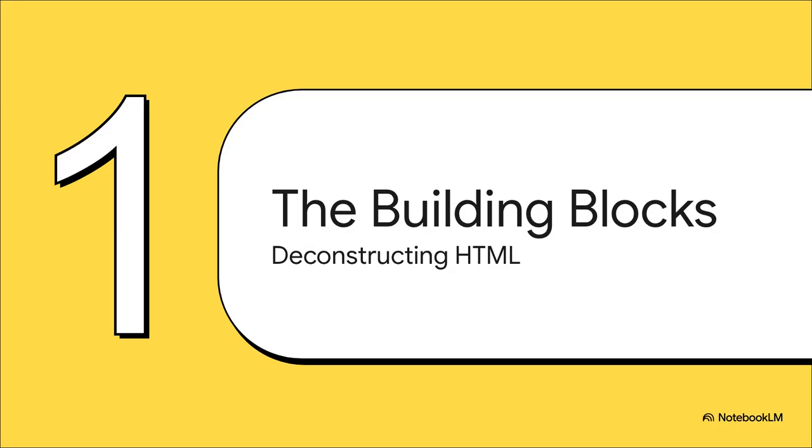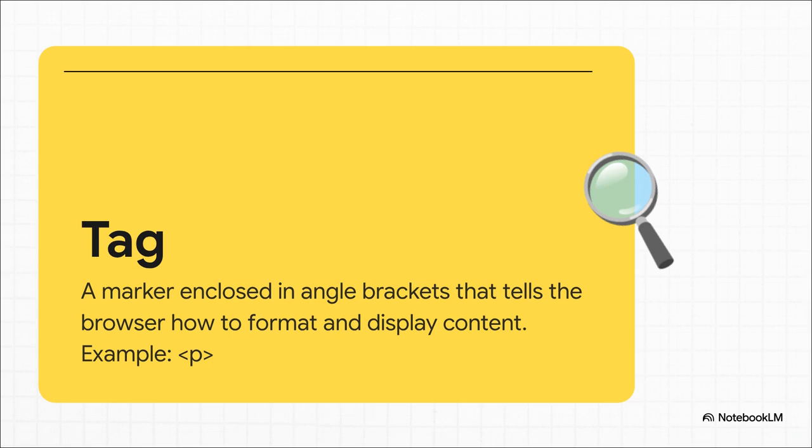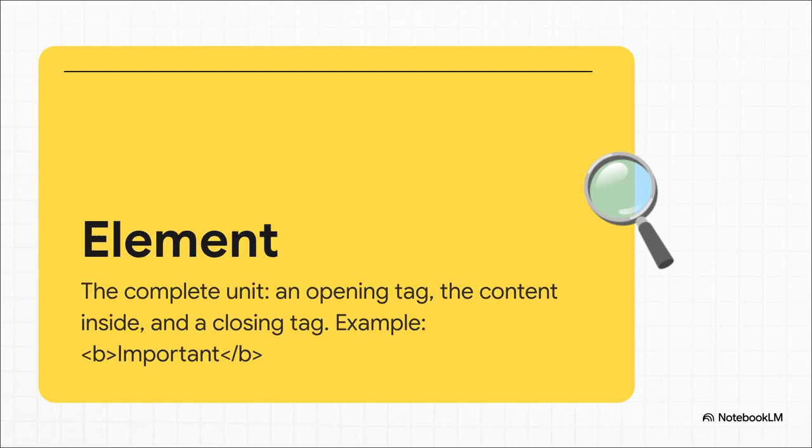Okay, so if it's a skeleton, how does it actually work? To understand that, we've got to look at the three core building blocks that make up all of HTML: tags, elements, and attributes. First up, we have tags. Think of these as little instructions for the browser, and they're always wrapped in these angle brackets. A tag, like the one you see here, is basically telling the browser, hey, whatever comes next, make it bold. It's the basic command.